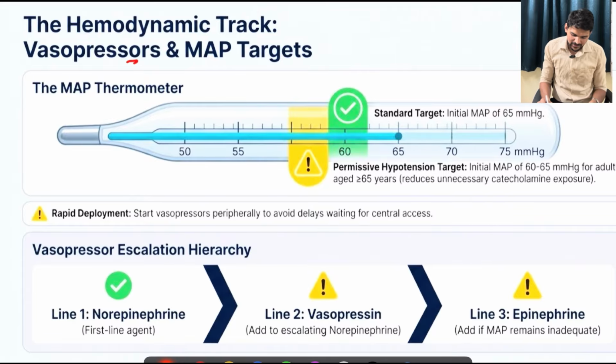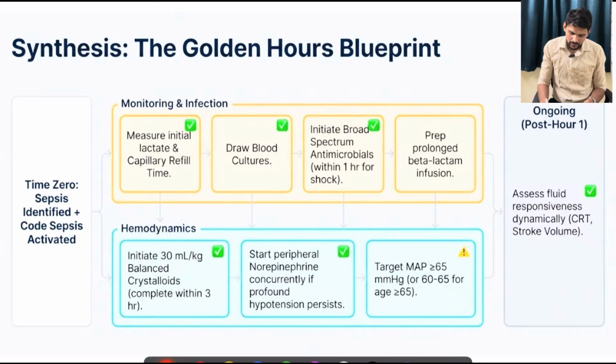Then vasopressors, we have discussed properly: first line noradrenaline. Then you can utilize vasopressin. Otherwise, if the mean arterial pressure still remains inadequate, then go ahead with epinephrine. Dosage, you have to make the notes and stick it in your ICUs.